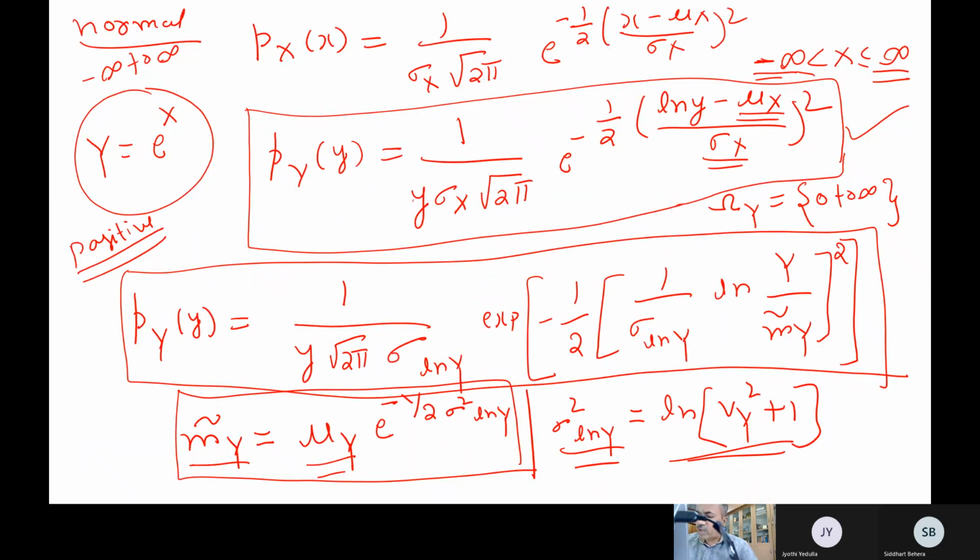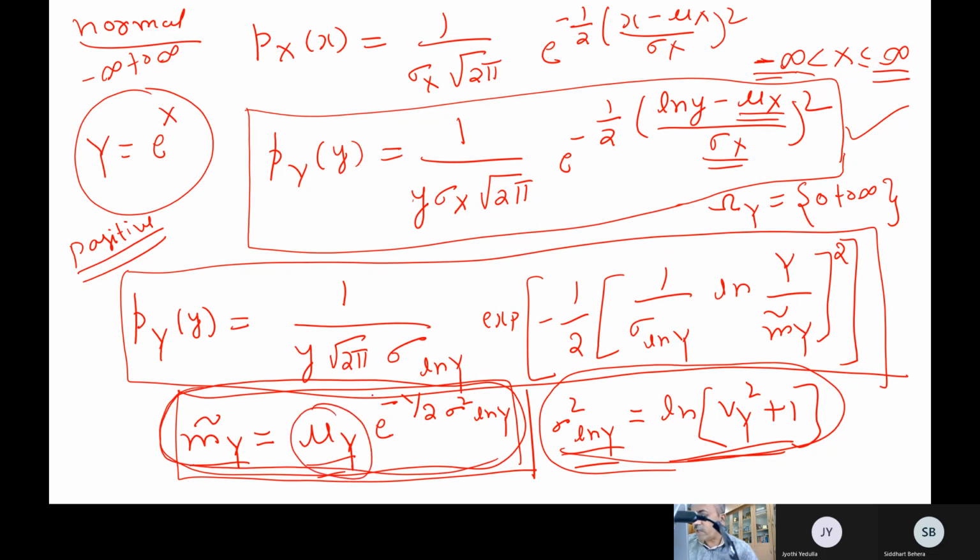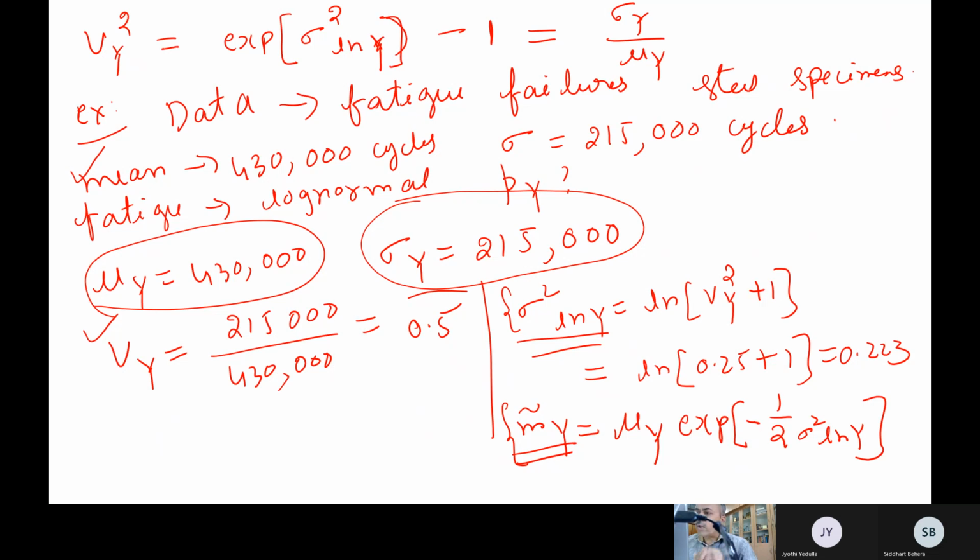Long back we wrote this: sigma square log y will be log of (1 plus vy square), and the mean value is given by mu of y. We have written all those expressions previously. By knowing the mean value of y and the coefficient of variation vy, I can automatically find sigma square log y, substitute it, and find the mean value. So now you have to use these expressions to calculate our numbers.